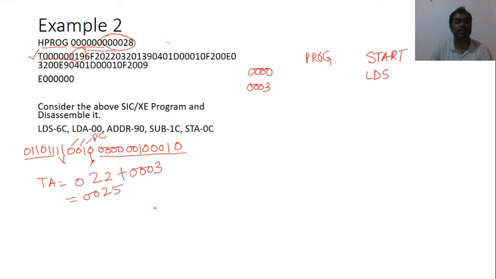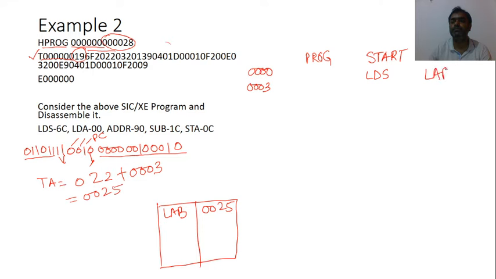So I have to maintain a table, and in the table I have to write the name of the label. I am taking the name of the label as lab, and the address is 0025. Then I have to consider the next object code.